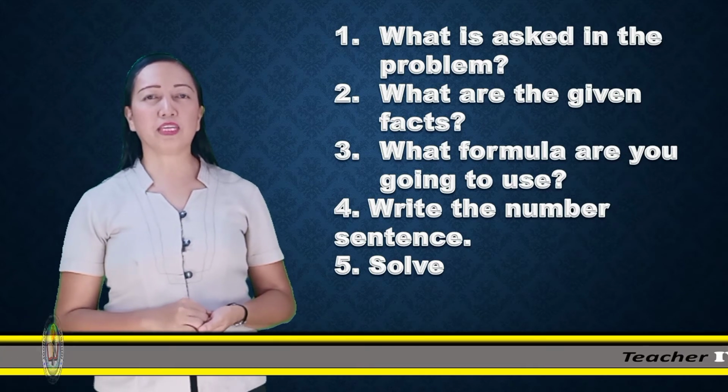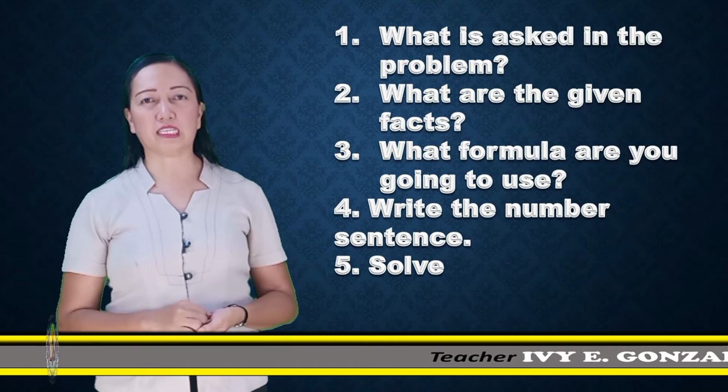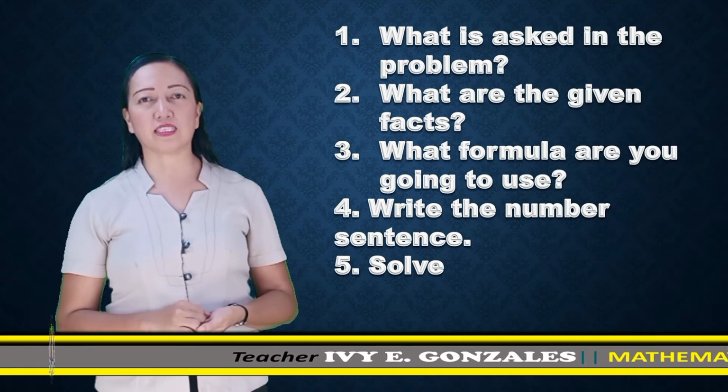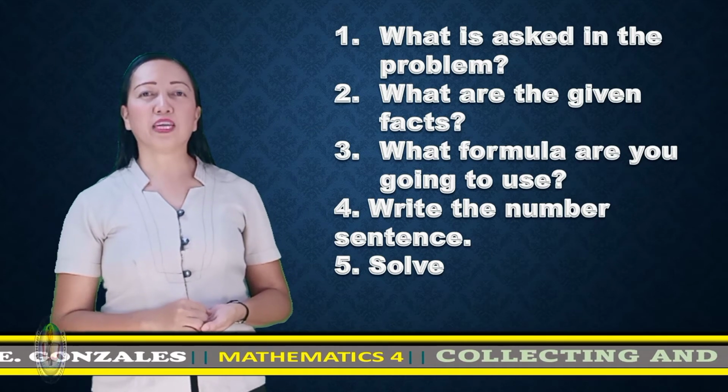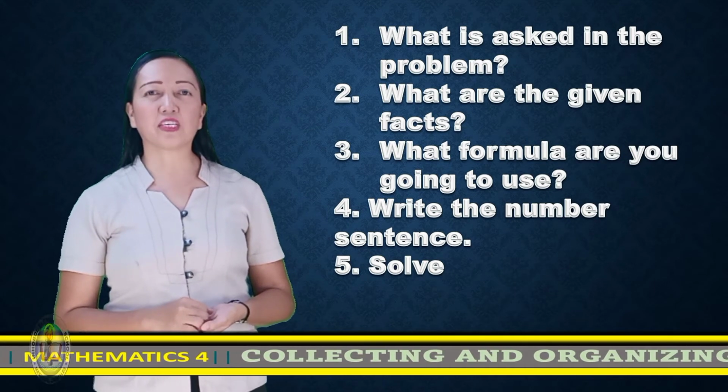V equals 12 meters times 9 meters times 2 meters equals 216 cubic meters. Very good, kids!